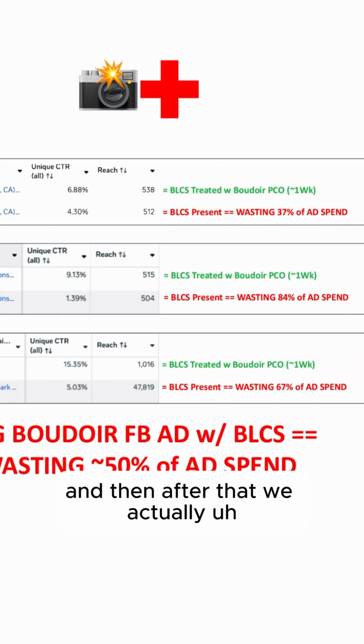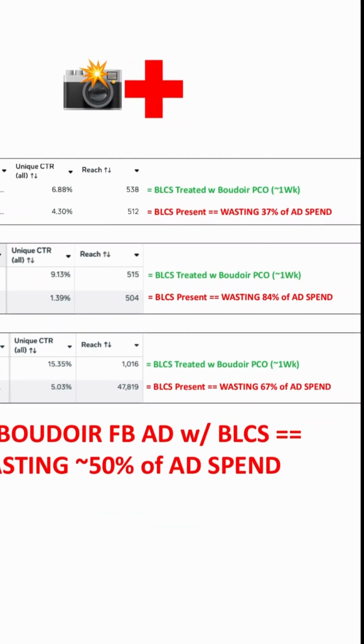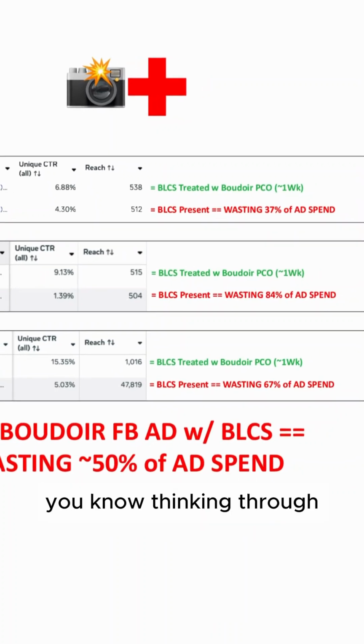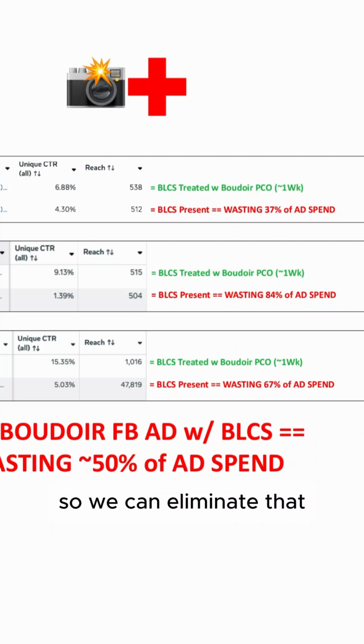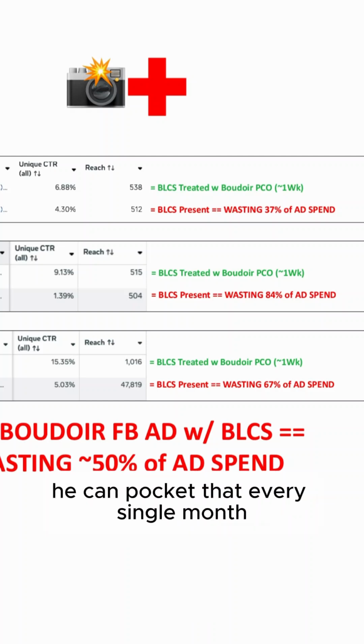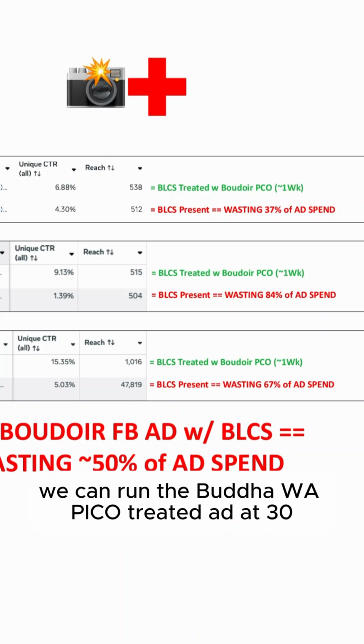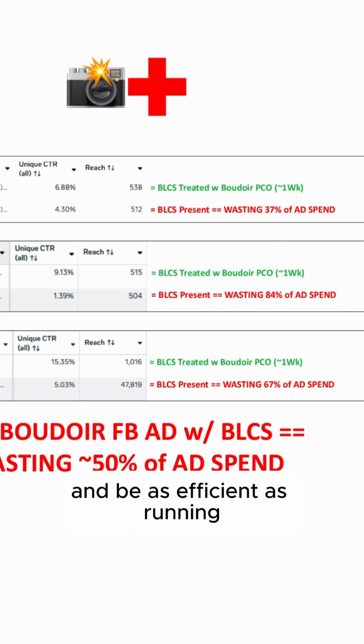And then after that, thinking through, if you spend 10 grand a month on Boudoir Facebook ads, $6,700 a month is being wasted. So we can eliminate that. He can pocket that every single month. And instead we can run the Boudoir Pico treated ad at $3,300 a month and be as efficient as running the original at 10 grand a month.